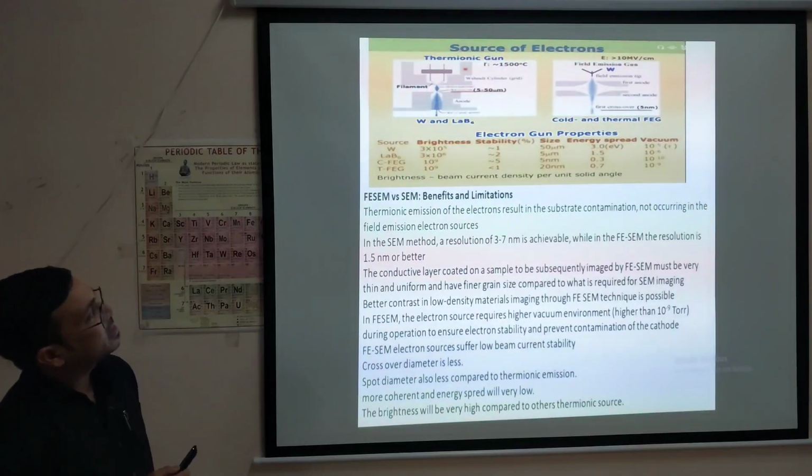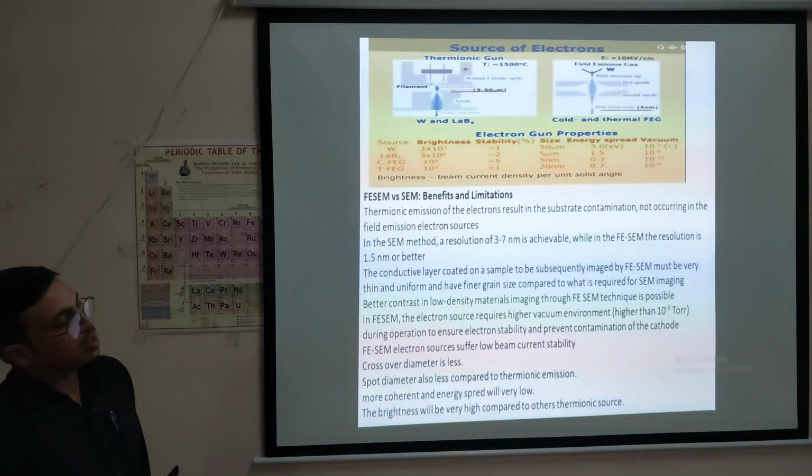This is an SEM and this is the FECM type, electron gun.